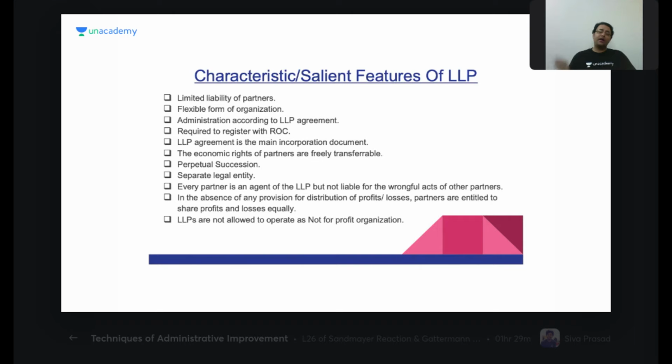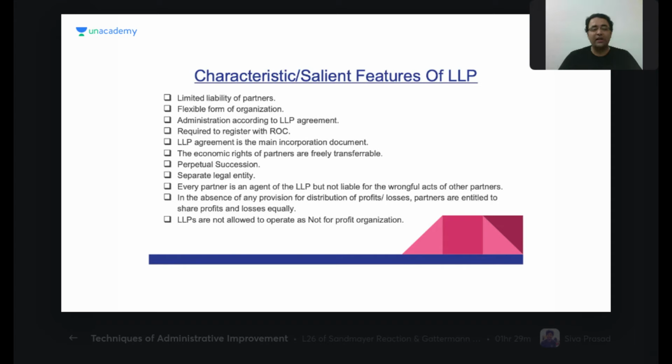Partner 1 has a PAN card, partner 2 has a PAN card. The limited liability partnership will also get a separate PAN card and will file its own individual returns. So in the eyes of law, it is a separate legal entity that can enter into contracts, that can file cases, that can hold assets, and can hold the partners liable for any wrongful acts. Any question on that point?